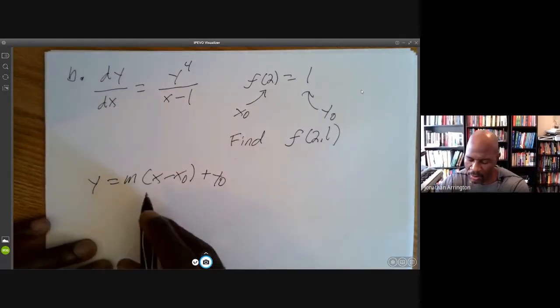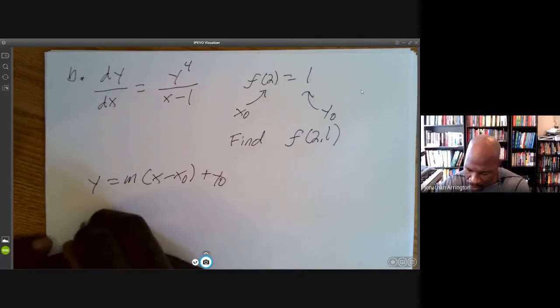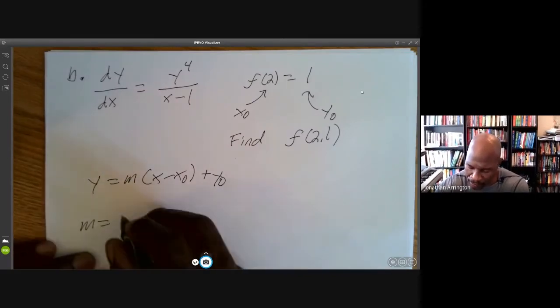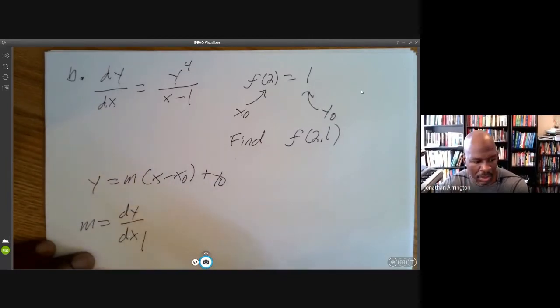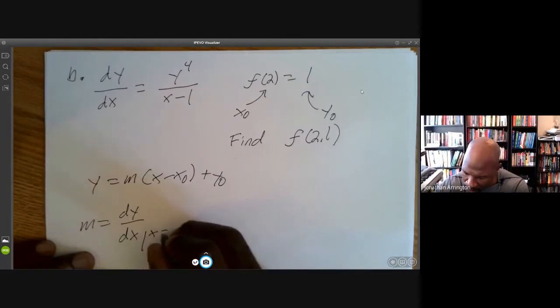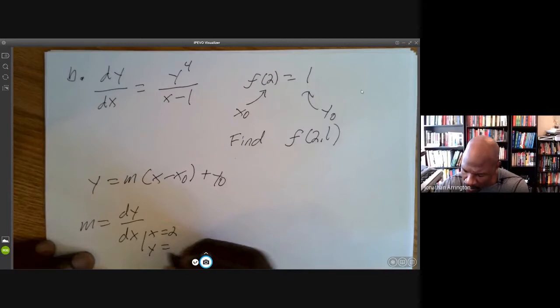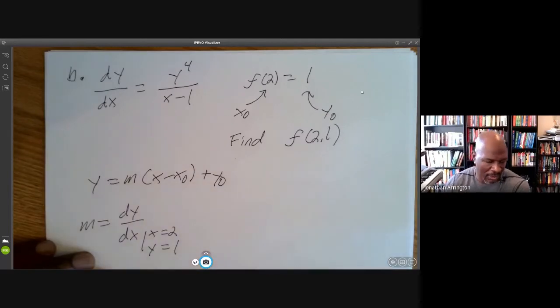Now, m is what we have to find. And m is the value of the differential equation where x equals x naught and y equals y naught. So this particular m is going to be dy by dx, where x equals 2 and y equals 1. So we're just going to plug in 2 for x and 1 for y. And that's a value we actually already found when we did the slope field.